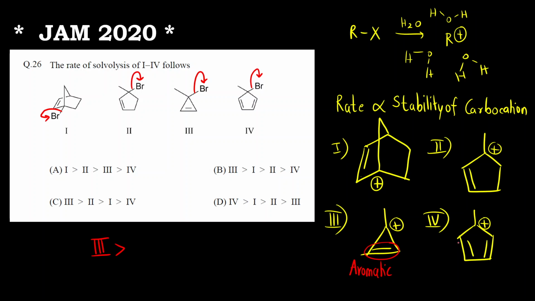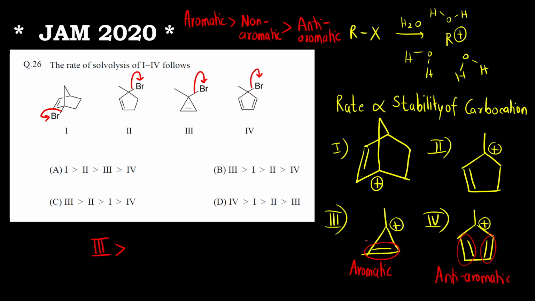And anti-aromatic compounds are least stable. We will see the stability in the next video. What is the order of stability? Aromatic compounds are most stable, then non-aromatic compounds, and the least stable is anti-aromatic. So the fourth one, if you see, has an even number of pi bonds. So this is anti-aromatic. It will have the least stability and the least rate. So the rate of the fourth one will be least.